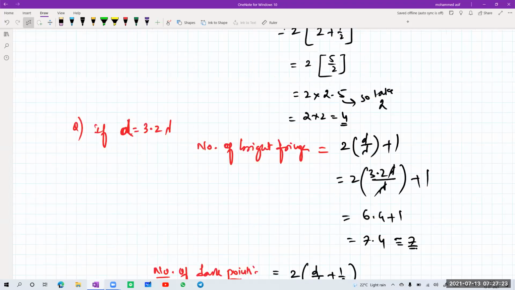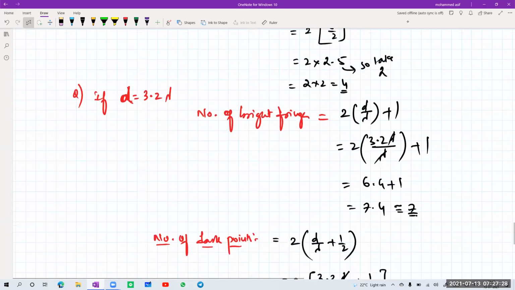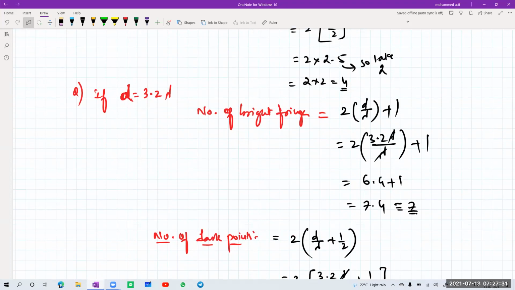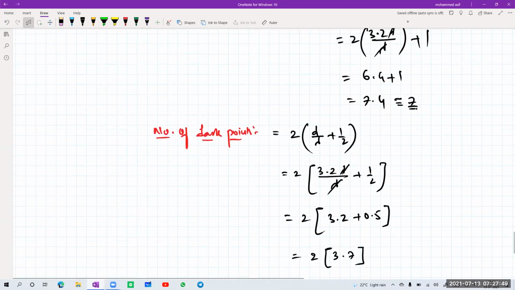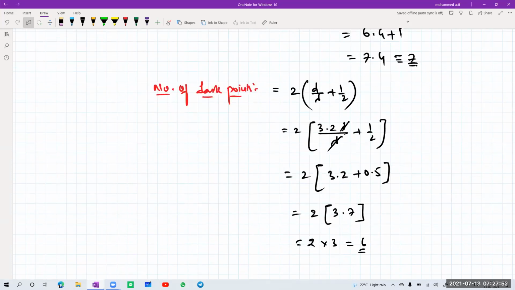Suppose d is 3.2 lambda, beta. So the number of bright fringes will become how much for me? 3.2 lambda, this one and this one will get cancelled. So this will be 6.4 plus 1, that is 7.4, and in this column, 7. Number of dark points, how do you calculate? 2 into d by lambda plus 1 by 2. So d value is 3.2 into lambda, this one will get cancelled. So this will be 3.2 plus 0.5, which is 3.7. If 3.7 comes, you will try to take only the 3. So 2 into 3 will be equal to 6.